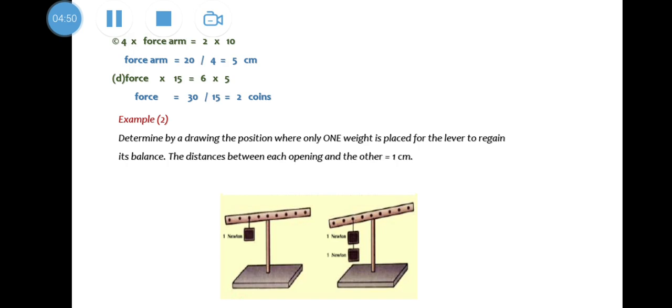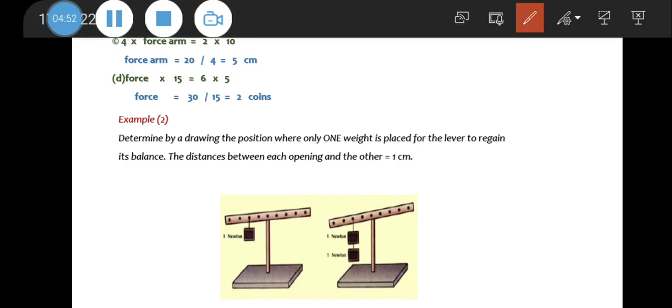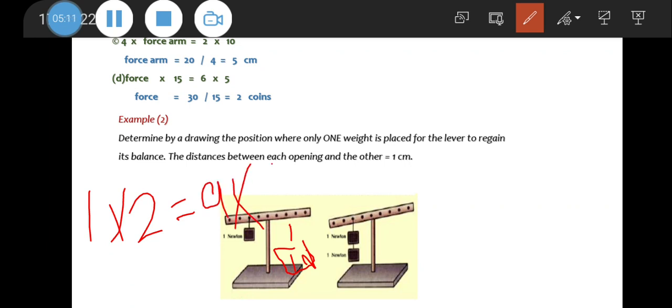We can put the load after 2 points, we can put it here, it is the 1 Newton. Okay, the second one, so here the load equals 1 times 2 equals force arm. We can name it A times 1, so A equals 2 centimeters.